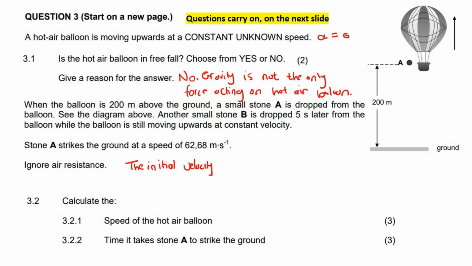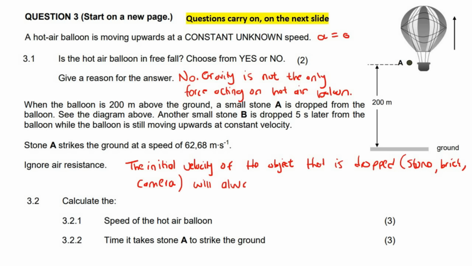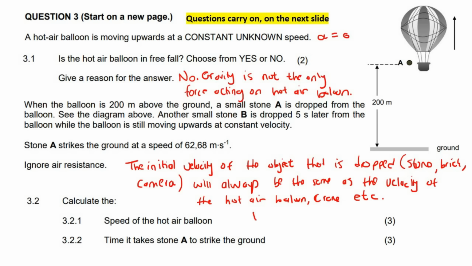The initial velocity of the object that is dropped, so that could be a stone, or a brick, or a camera, you know, they always like to use that camera one, or any type of object, will always be the same as the velocity of the hot air balloon, or sometimes it's a crane, or anything like that. So what we can say is that the initial velocity of the object that is dropped will always be the same as the velocity of the object that it is dropped from. So the velocity of, for example, the hot air balloon, or the crane, or anything like that. They like to ask this type of question, and you need to remember that.